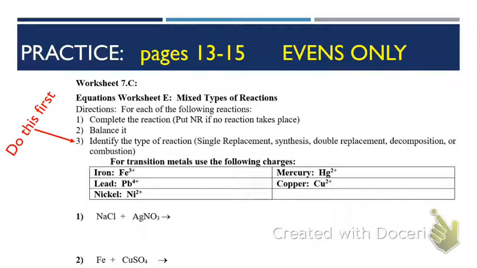And for those evens, I'd really recommend you start with the 3rd step that it tells you to do, which is finding the reaction type, because these aren't just going to be single replacement and double replacement anymore. This could be any of them: synthesis, decomposition, combustion. So look, find the type first, and then once you know what type it is, then follow the rules for how to predict those products.